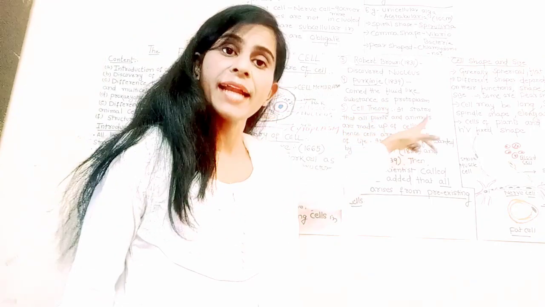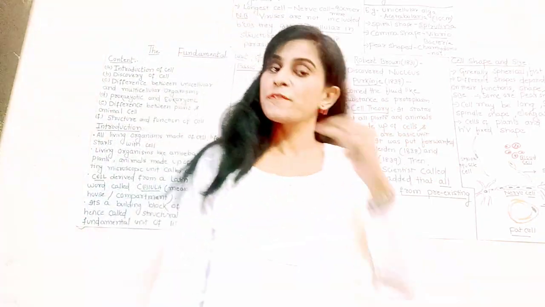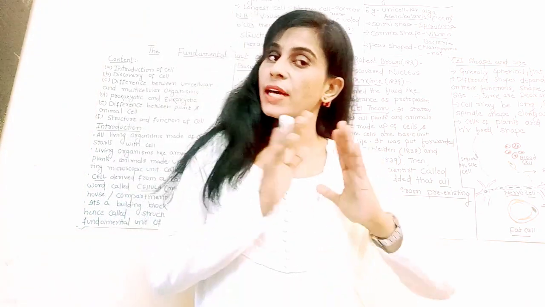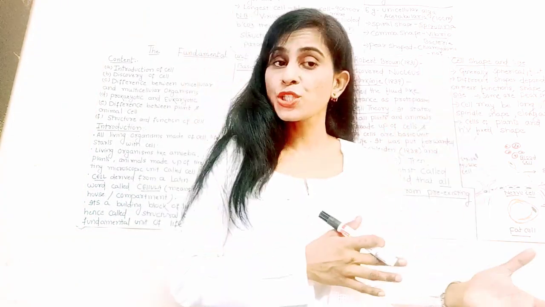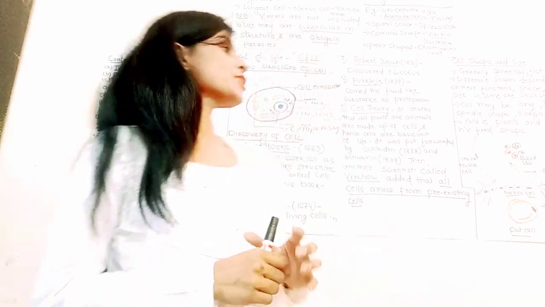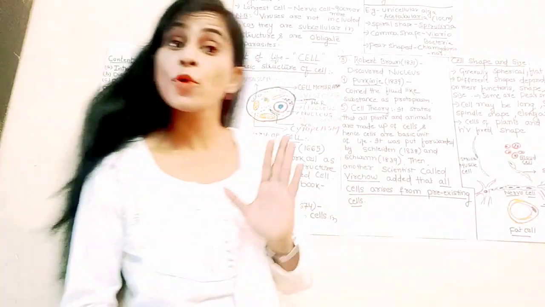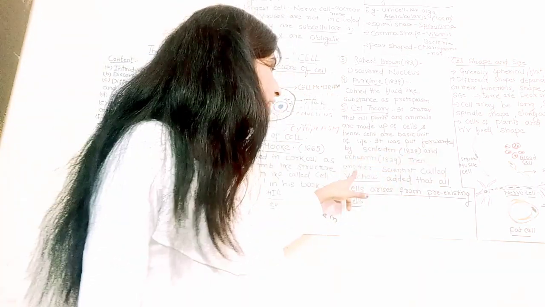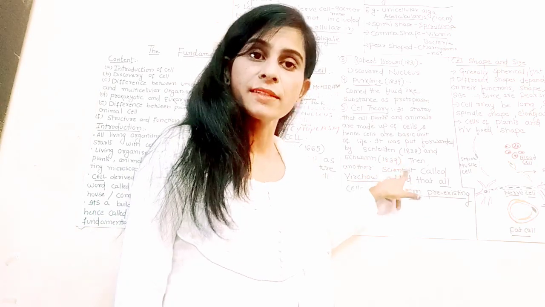What does cell theory state? It states that all plants and animals are made up of cells, and cells are the basic structural and fundamental unit of life, guys. And who put forward this cell theory? Schleiden in the year 1838 and Schwann in the year 1839.